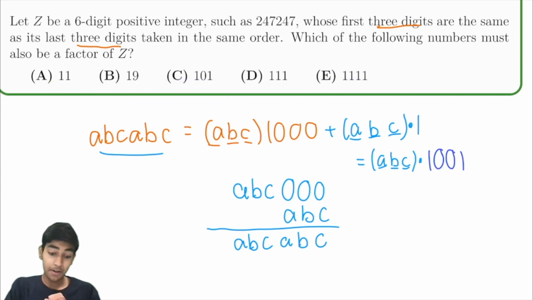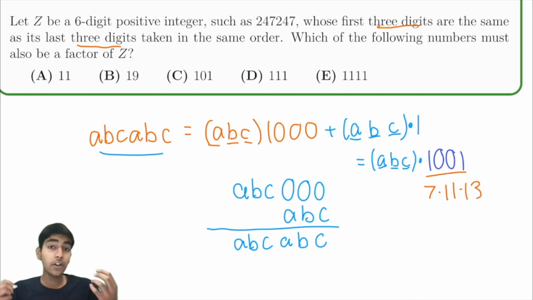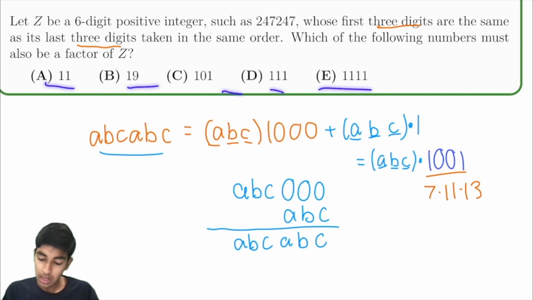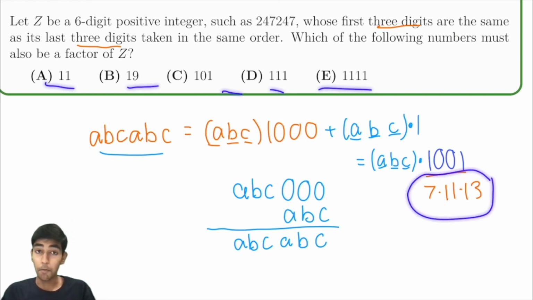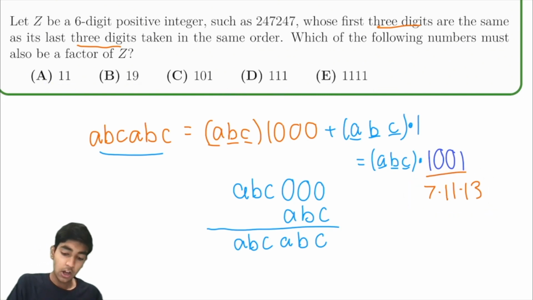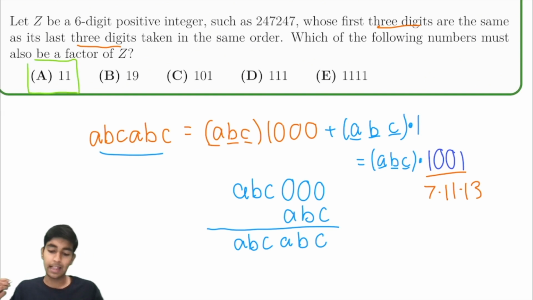Well, if you remember, it's always a good thing to memorize the prime factorization of 1,001. It's 7 times 11 times 13. And if you didn't know that, you could have just tried these choices and it wouldn't have been too hard either. But this is definitely a good thing to know. And using this in mind, we can see the answer is clearly 11. And none of the other choices will work. So 11 is our answer.